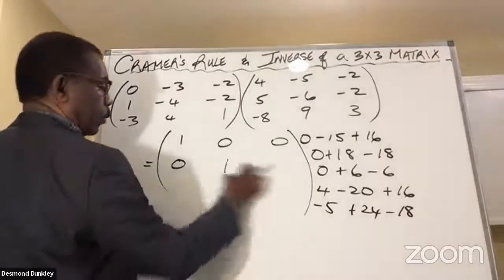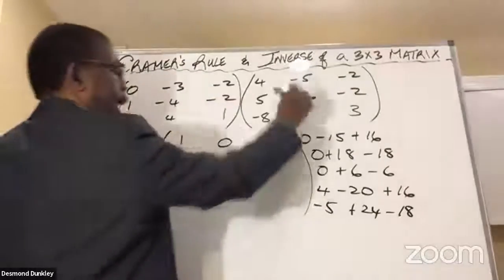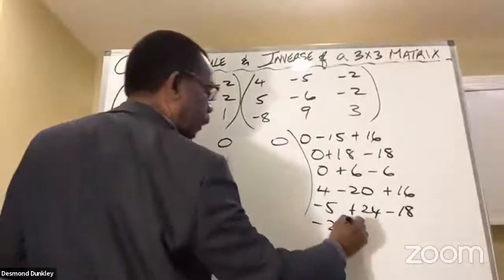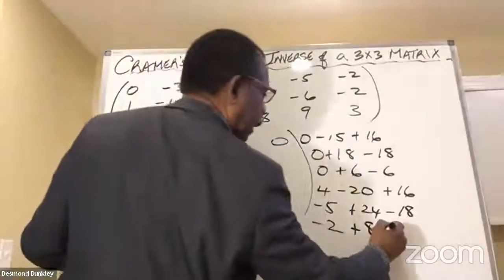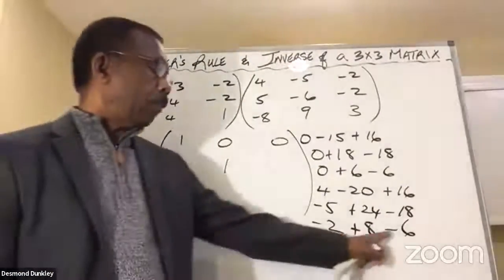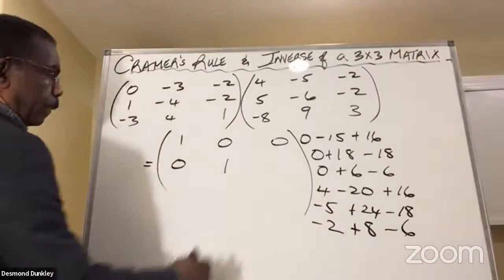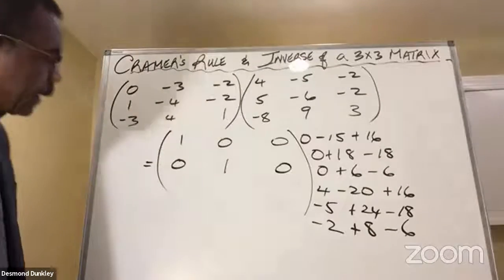Okay. Now we go to the 2, 3. Second row, third column. 1 times -2, -2. -4 times -2, 8. And -2 times 3, -6. -2 minus 6, -8 plus 8 is 0. So far, so good. 6 down, 3 to go.